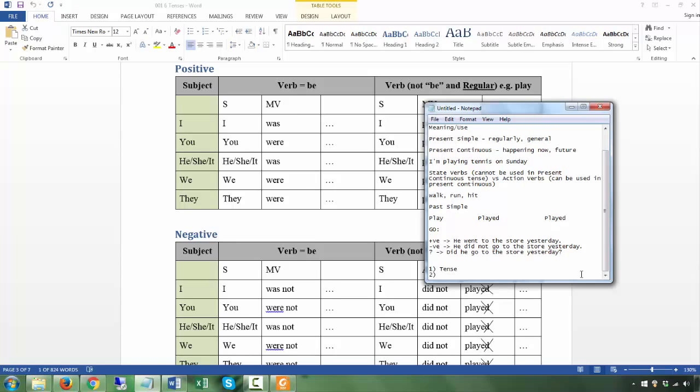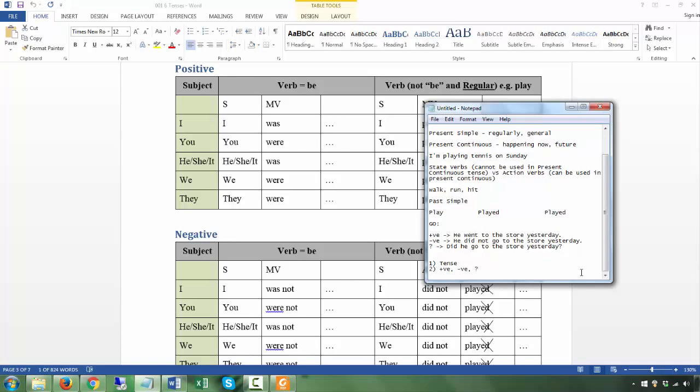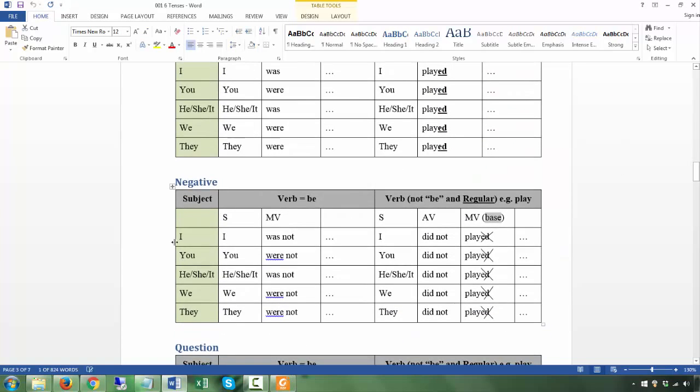Then after that, you need to find out, you could ask yourself, firstly, is this in the positive, the negative, or the question form? If it's in the positive, then you're using this. Forget about negative and question. If it's a negative, we are not using this. We are going to use this.